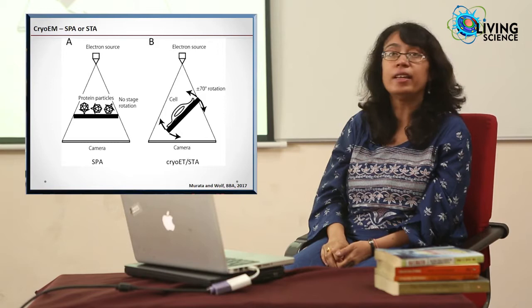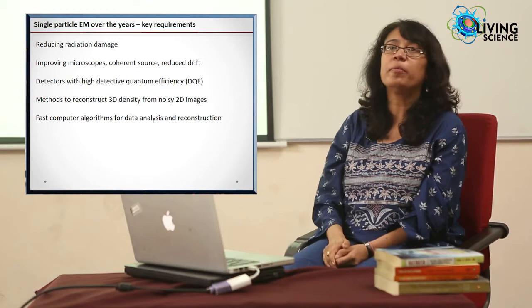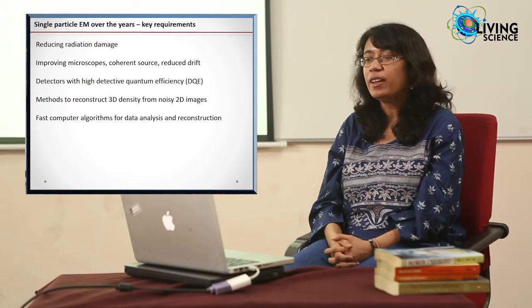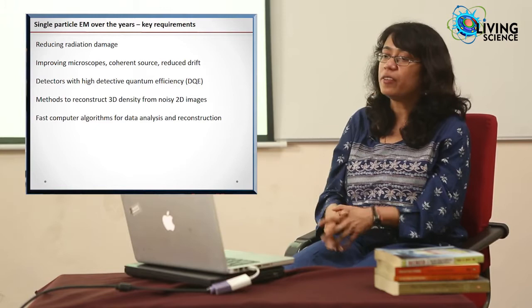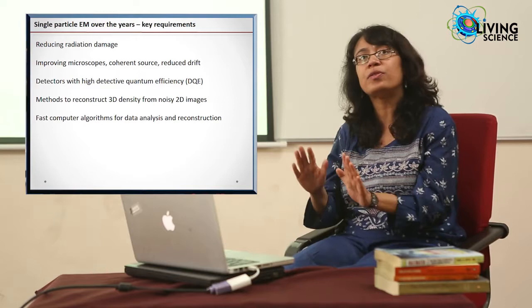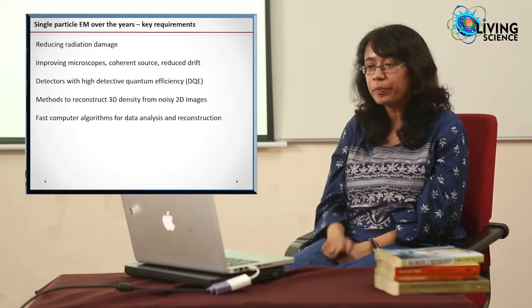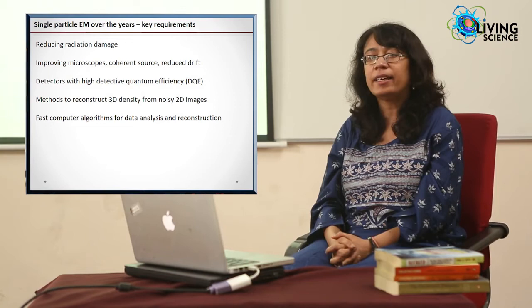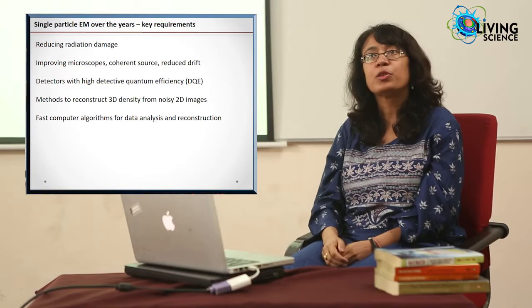So from my initial image that I showed of virus particles without any features, to the point where we can get very high resolution structures of even small protein molecules, the challenges over the years have been to reduce radiation damage to the biological molecules, to improve the instrumentation, to reduce drift, make the sources more coherent, and get detectors with high detective quantum efficiency, or DQE, so that a lot of detail can be transferred to the image.